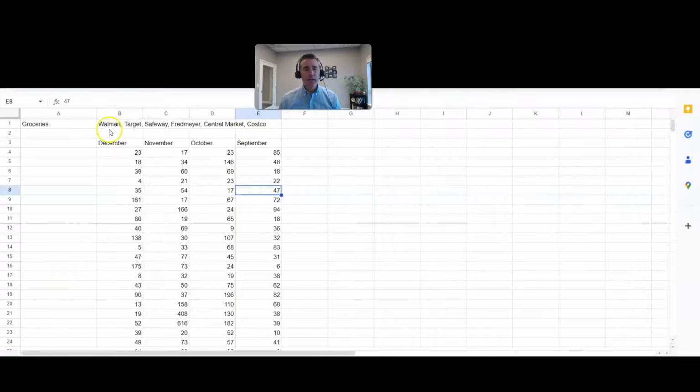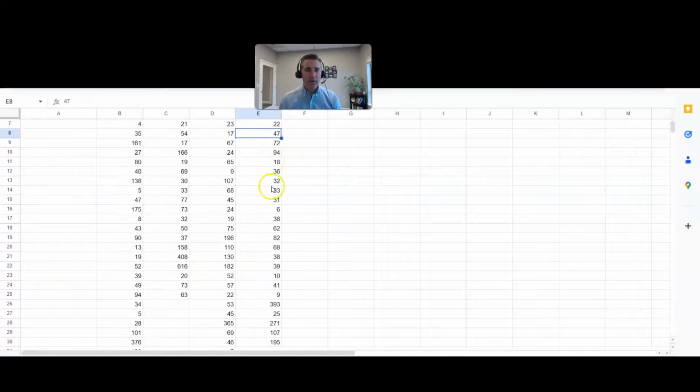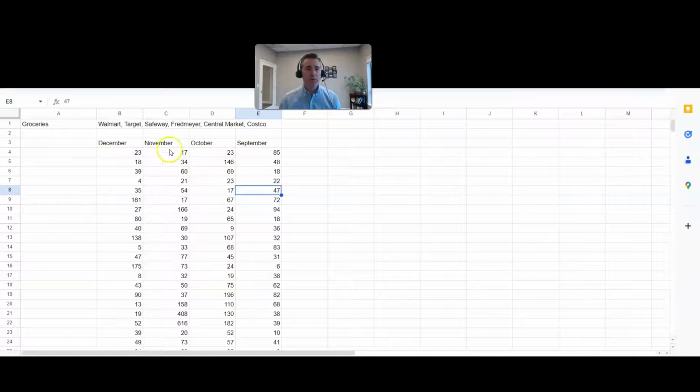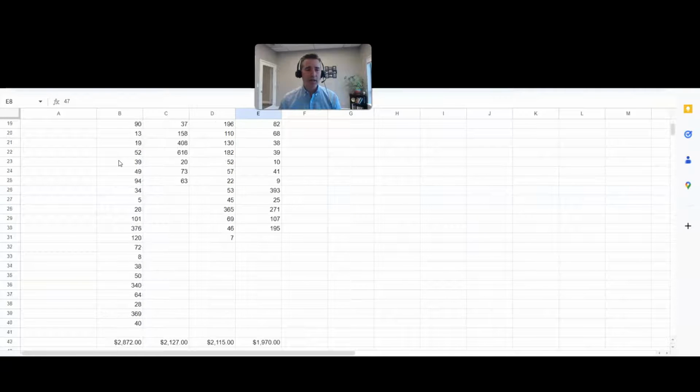So this could be like you're shopping at Walmart, Target, Safeway, Fred Meyer, Central Market, Costco. All these different grocery stores you go through, and you just make it easy on yourself: round up or round down to the nearest dollar, and add up everything for the month of September, October, November, December. Now you could do this for every month if you wanted to, but I find if you have 3 to 4 months of data, it's going to get you in the ballpark for how much you're spending at the grocery store.